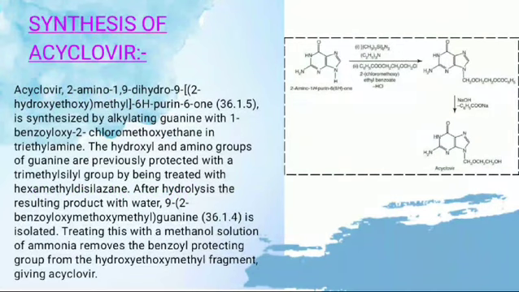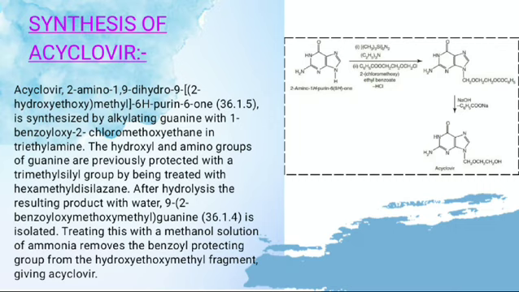Now we can see the synthesis of acyclovir. Acyclovir, 2-amino-1,9-dihydro-9-[(2-hydroxyethoxy)methyl]-6H-purin-6-one, is synthesized by alkylating guanine with 1-benzoyloxy-2-chloromethoxyethane in triethylamine. The hydroxyl and amino groups of guanine are previously protected with the trimethylsilyl group by being treated with hexamethyldisilazane.